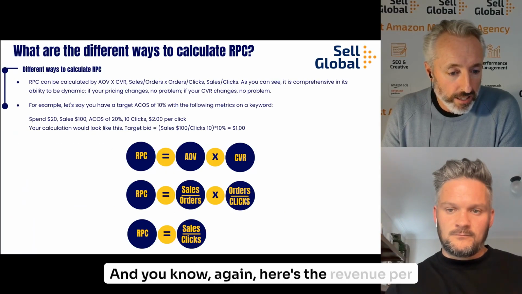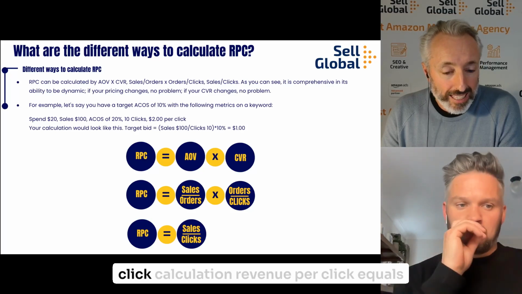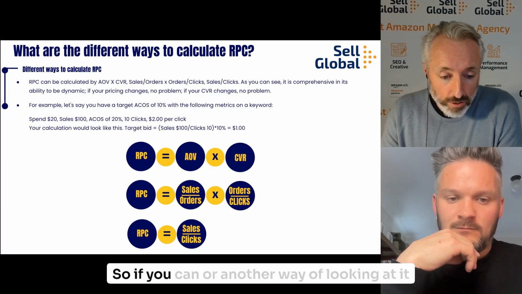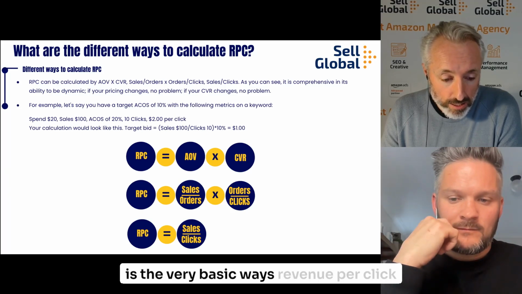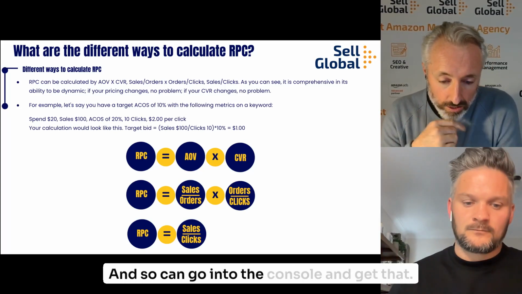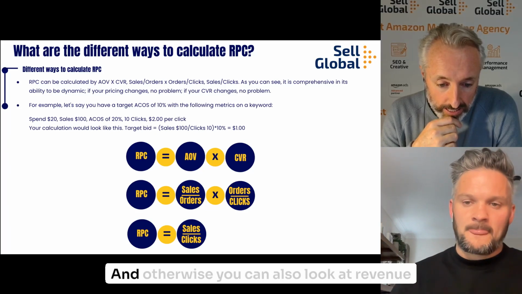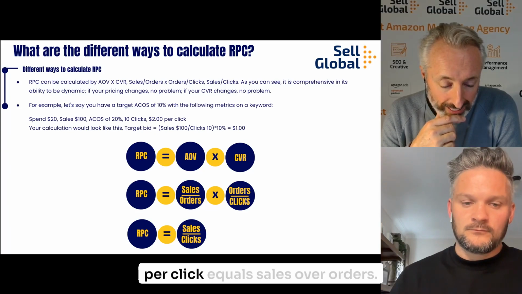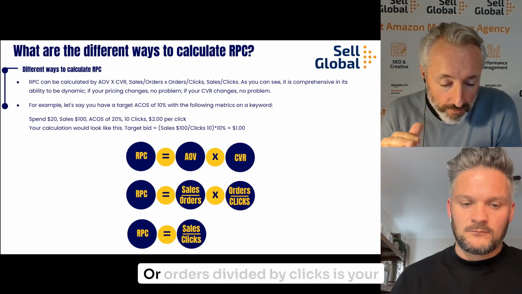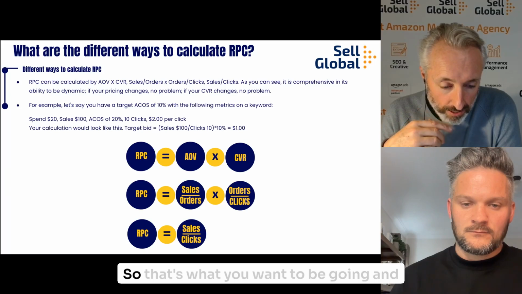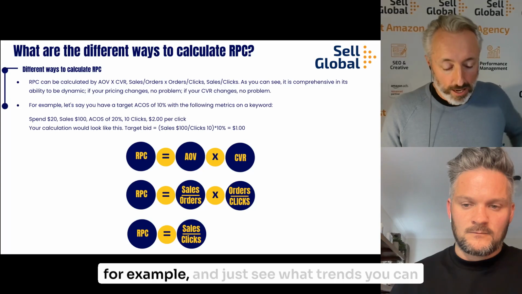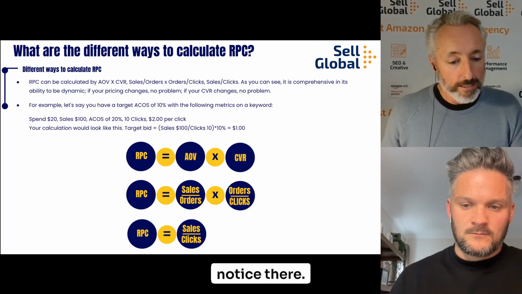And again, here's the revenue per click calculation. Revenue per click equals average order value times conversion rate. Another way of looking at it, the very basic way, is revenue per click equals your ad sales over the number of clicks, and you can go into your console and get that. Otherwise, you can also look at revenue per click equals sales over orders times orders over clicks. Sales divided by orders is your average order value, and orders divided by clicks is your conversion rate. So that's what you want to be calculating, and even go back over the last 3 months, for example, and see what trends you can notice there. So, okay.